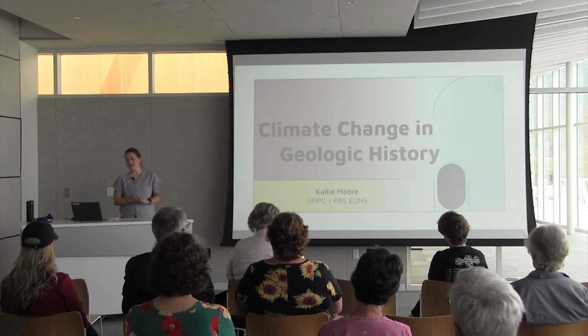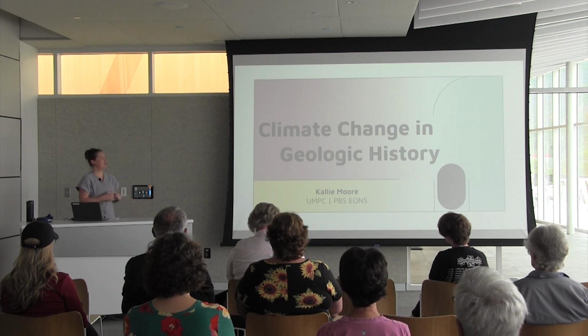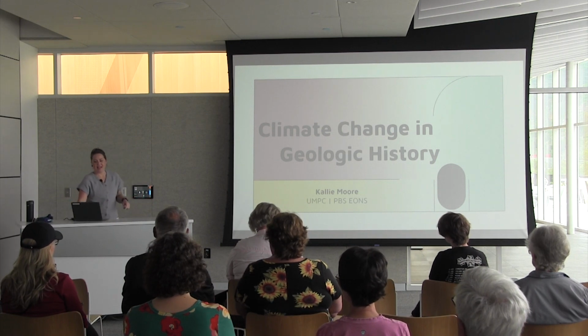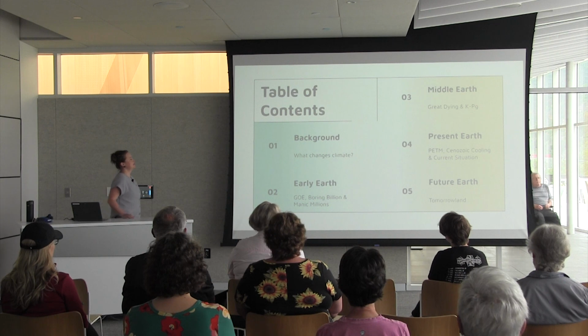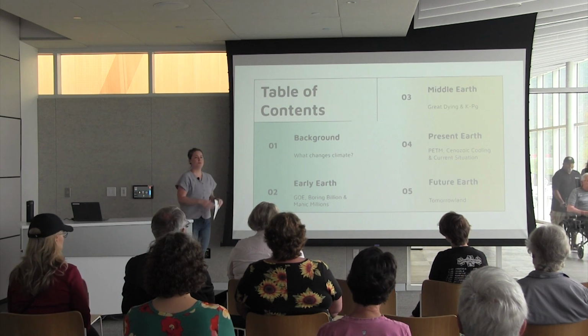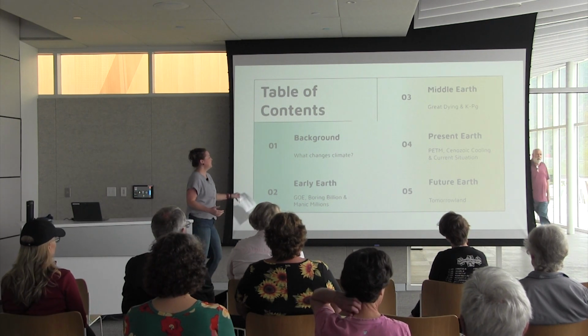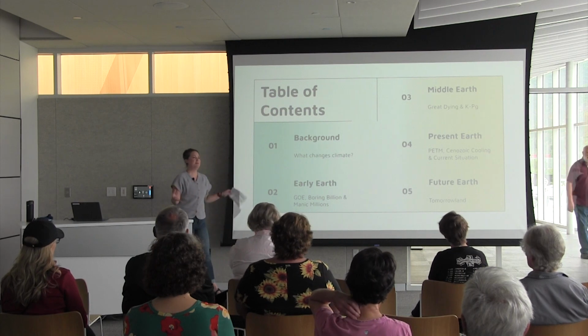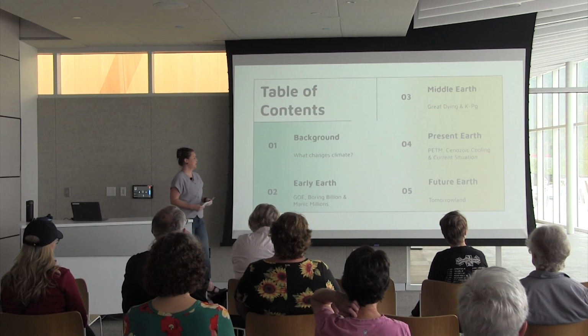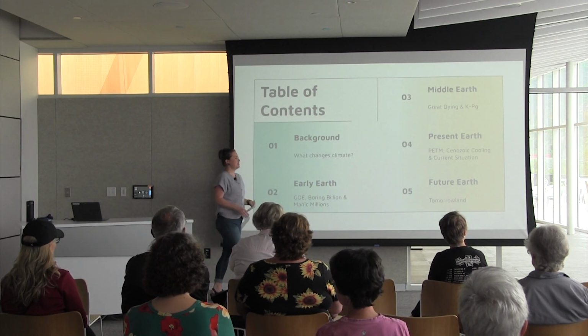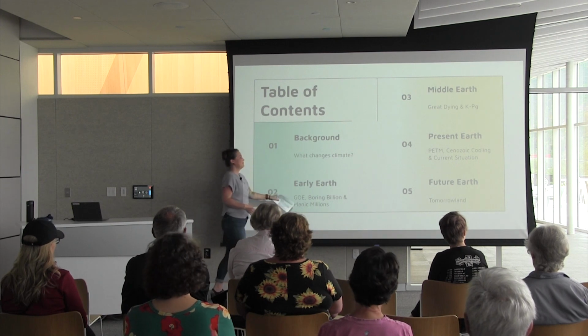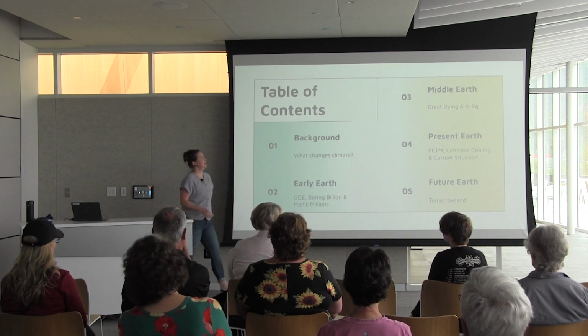All right, so tonight we're going to talk about climate change in geologic history. The way the talk's going to go tonight is first I'm going to go over some background, so what changes climate, and then we'll go through the early Earth. This is baby Earth, like 3 billion-year-old Earth. And we'll talk about the Great Oxygenation Event, the Boring Billion, and what I like to call the Manic Millions.